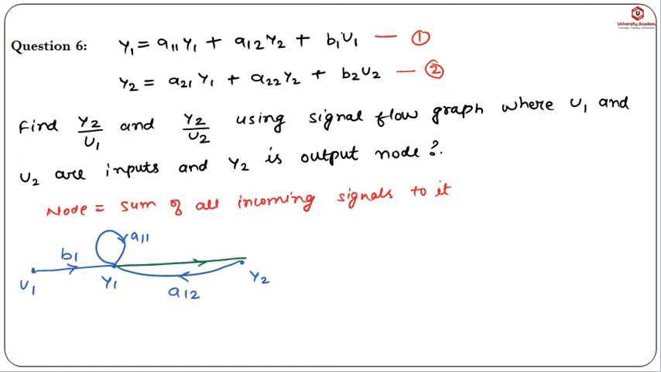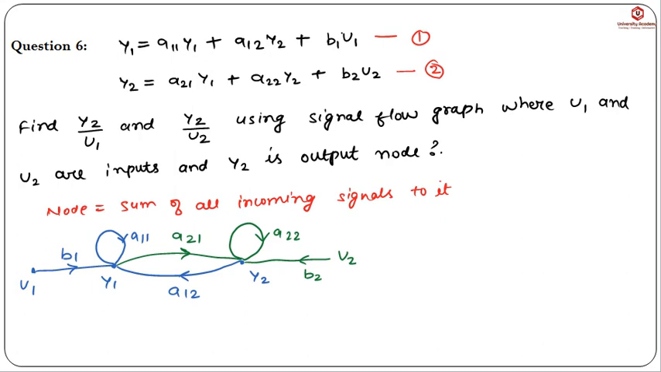Okay, let me draw like this. So it will be like this, and it is incoming to the y2 node and the gain is a21. Then we have a22 into y2, so it has a self loop, gain is a22. And then we have b2 into u2, so again an incoming signal coming from u2, and the gain is b2. So this is the signal flow graph developed from these two equations.